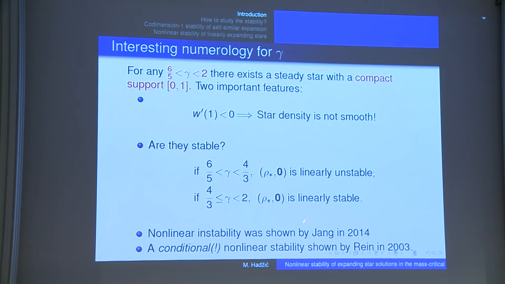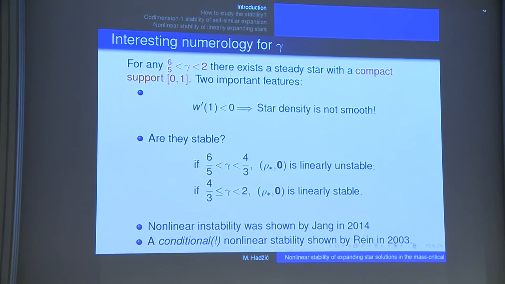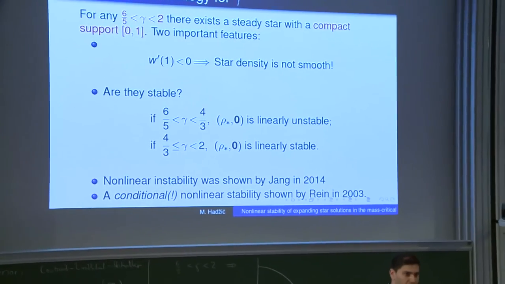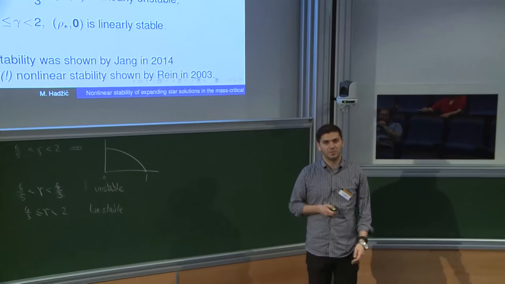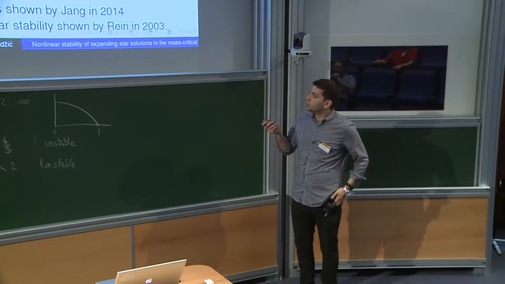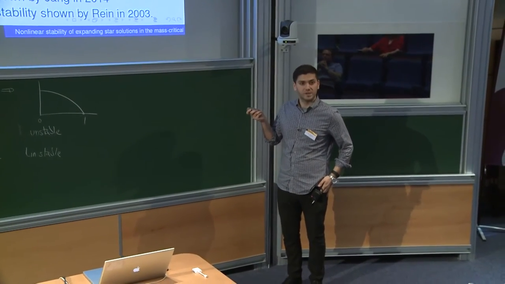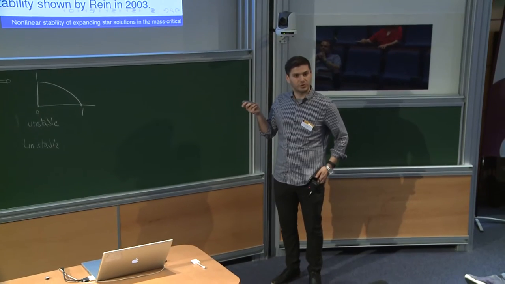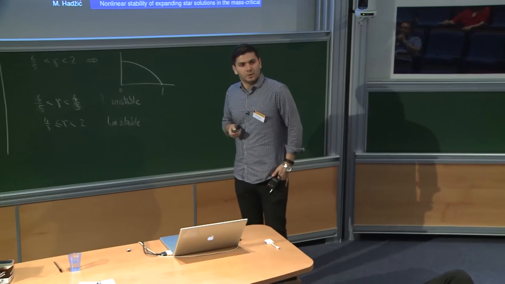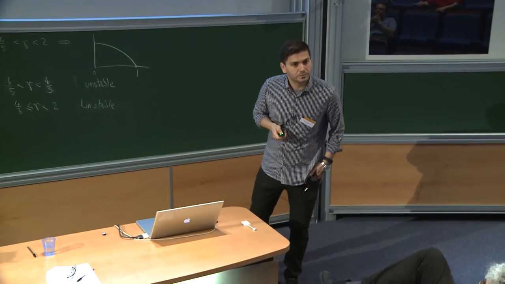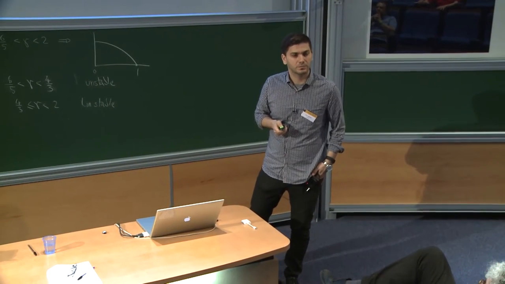Nonlinear stability is a much, much more contentious point. So there is a conditional nonlinear stability result in a fairly weak topology generated by basically just the energy, by Rein from 2003, which says if the solution exists, it will be nonlinearly stable. However, there is absolutely no reason why the solution should exist. Why should small perturbations of these steady states exist? And it's in the same regime, 4/3 to 2. Pardon? The result of Rein is in that regime.